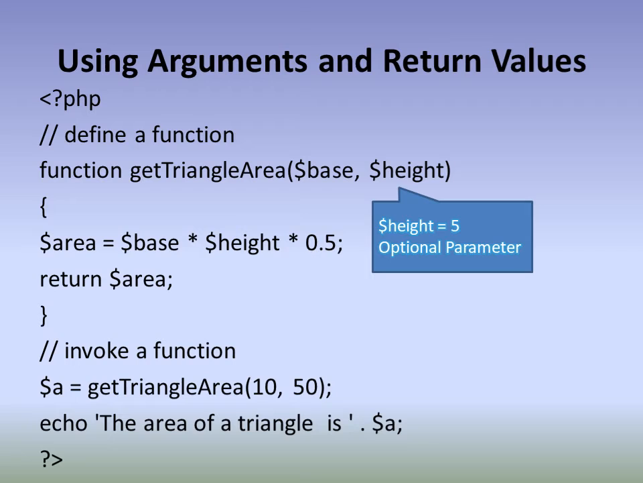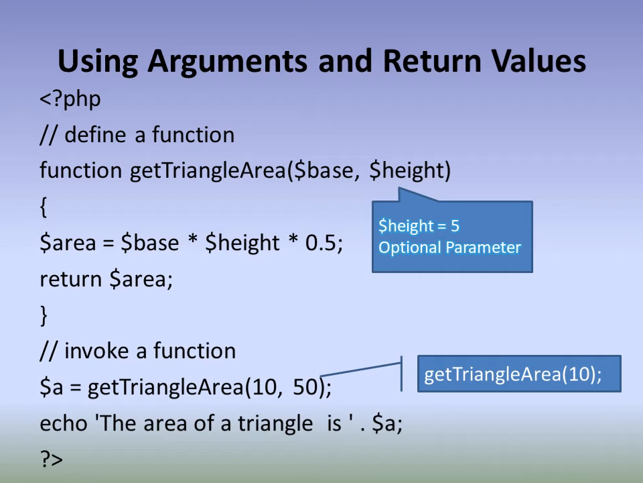To make an optional parameter, we have to assign a value to that parameter in the function definition itself. So $height equal to 5 should be given instead of $height. As you see, $height is the second argument for the function getTriangleArea. Instead of $height, we have to give $height equal to 5. If we give like that, $height will become an optional parameter. The default value will be 5. When we omit that parameter while calling, the value it takes will be 5.